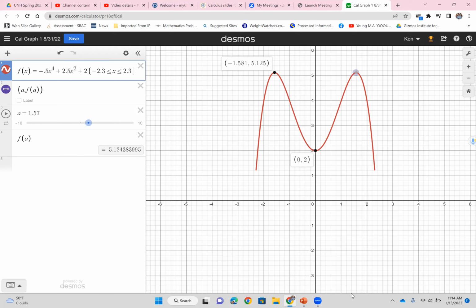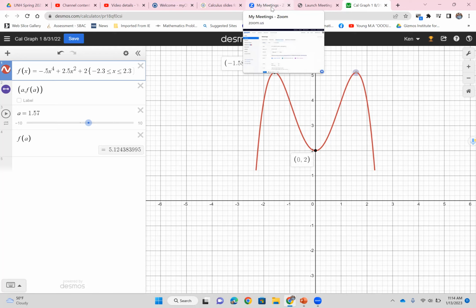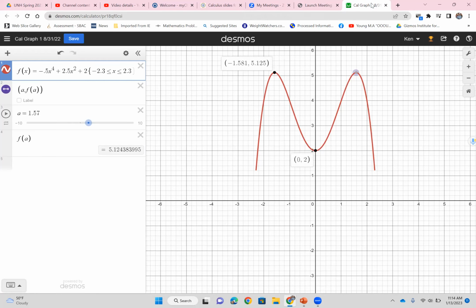All right, so let's go back to our meeting here in Zoom. If we stop our share for a moment and we go to our whiteboard, pencil here. Okay, we could say that our domain is from negative 2.3 to. Well, I'm not sharing. Crap. All right, let me share the screen.